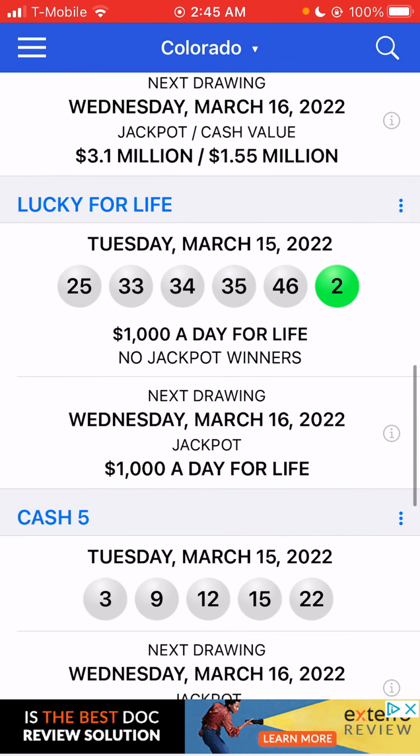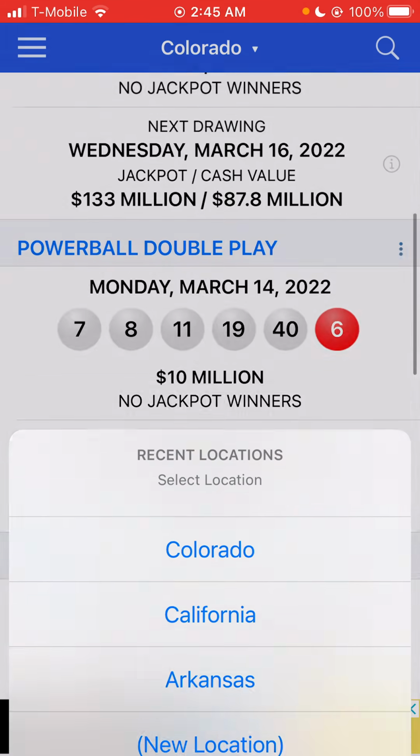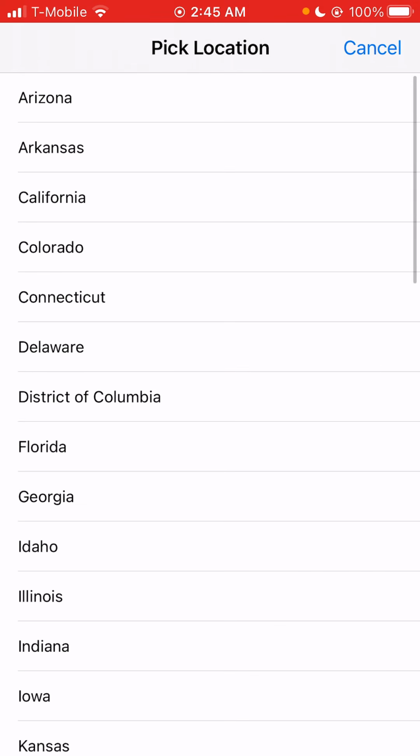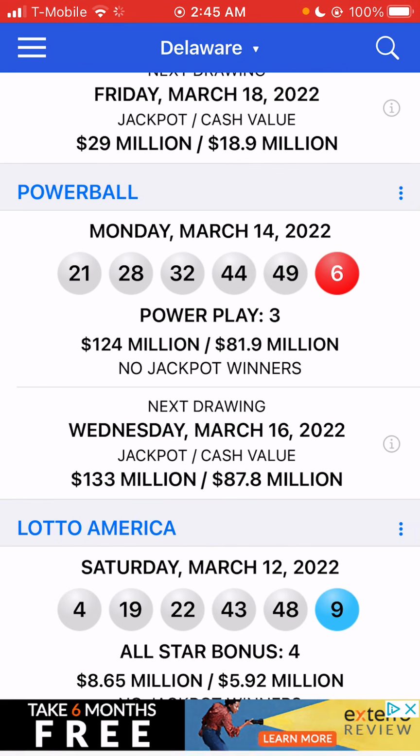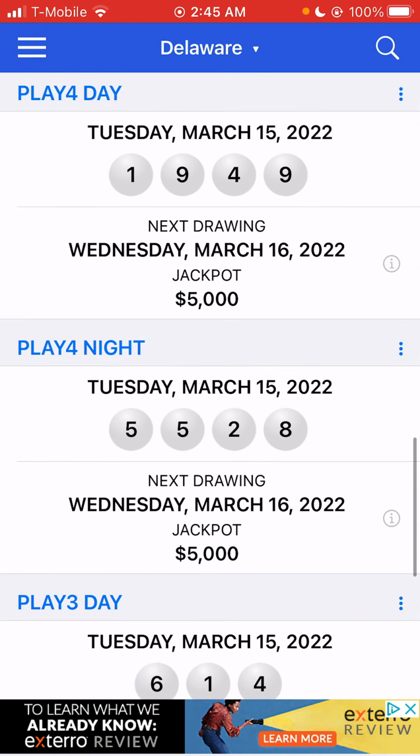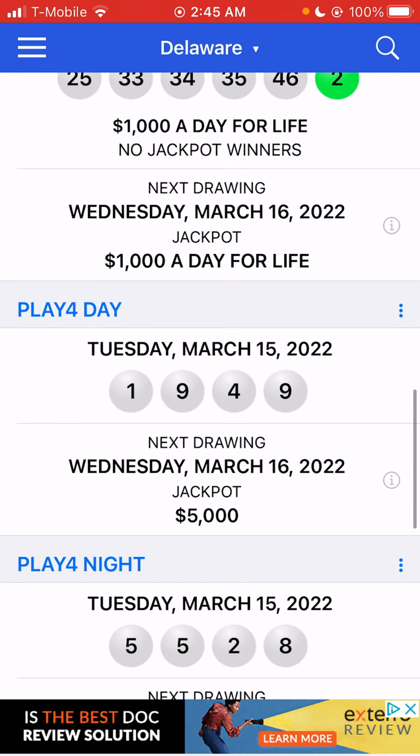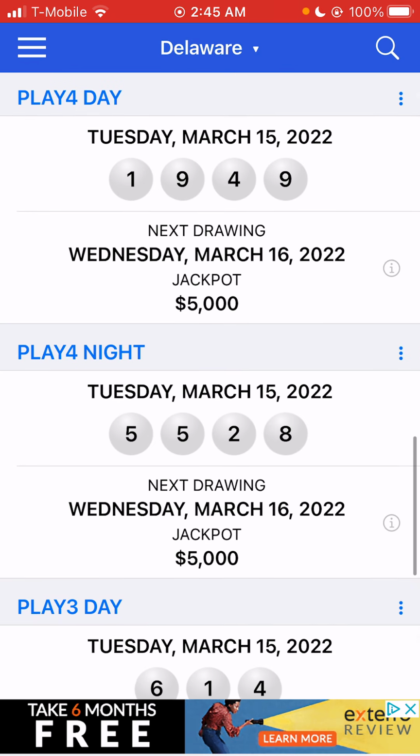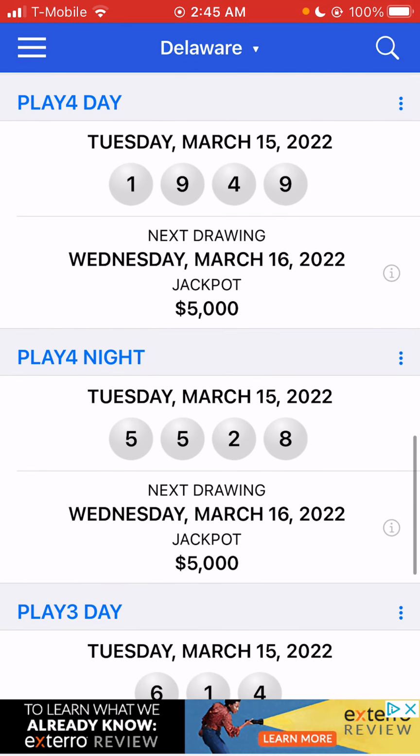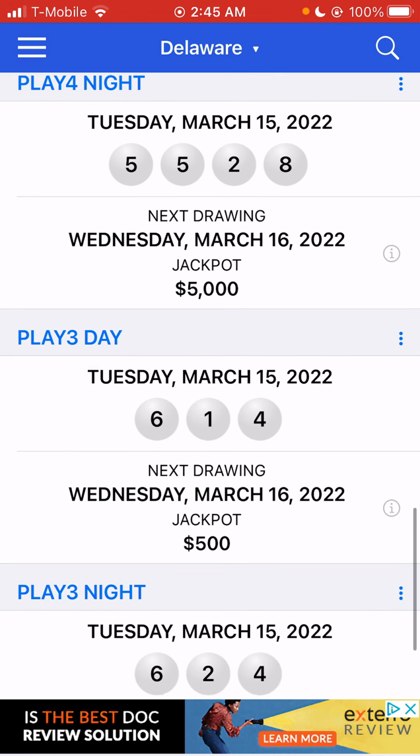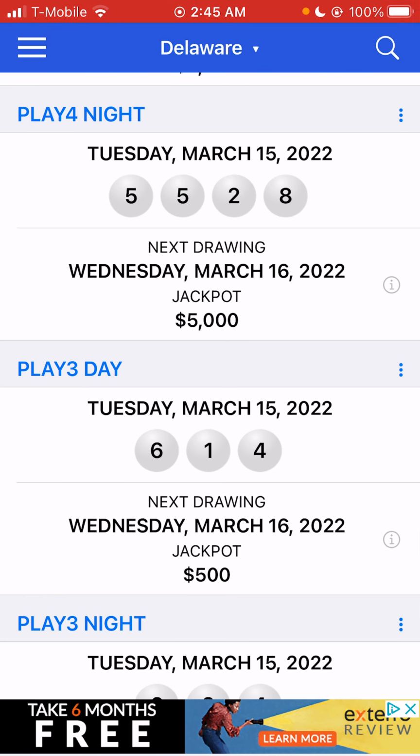Colorado, I don't think Colorado has it. Delaware. Okay, Delaware. So for Delaware, we would put the 1, 9, and 4 in the grid. For the night, you would put the 5, the 2, and the 8 in the grid.